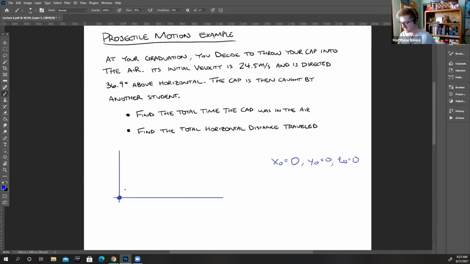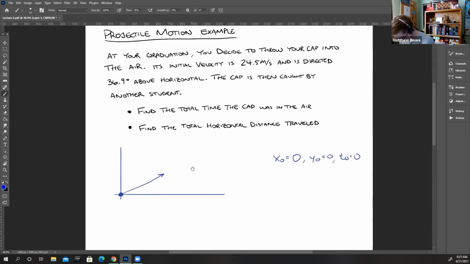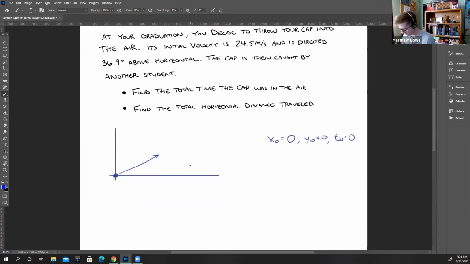So it's launched at some angle upwards. So 36 degrees, kind of like that, maybe. And that is the velocity, the initial velocity, I should say. And we know that it is 36.9 above the horizontal. X, Y. That is the angle that it's launched at.